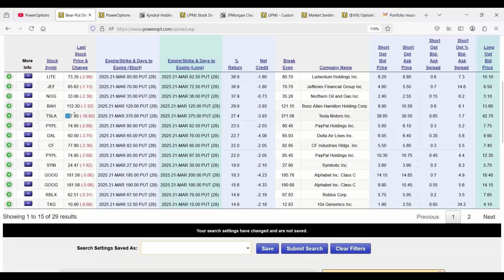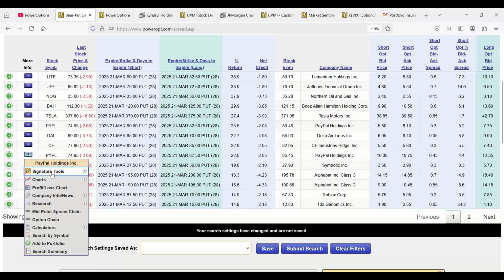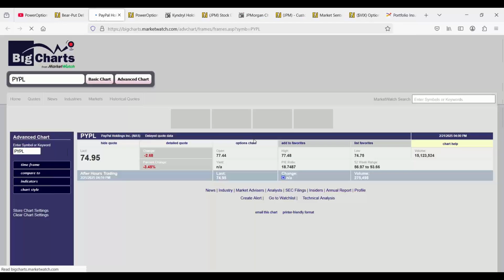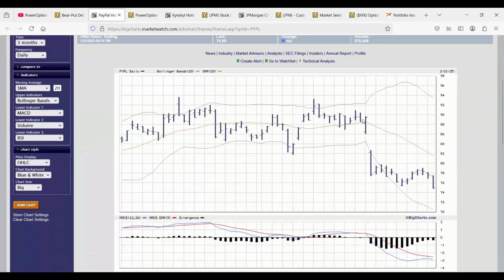You've got Tesla, of course, at 337.80, PayPal at 74.95. Let's take a look at their chart real quick. Yeah, so since that break, this is probably due to earnings, they've just been continuing to fall down. The MACD is still negative, tried to fight back recently, but we're still well below the 20-day moving average. That's more of a pronounced downtrend in this scenario.